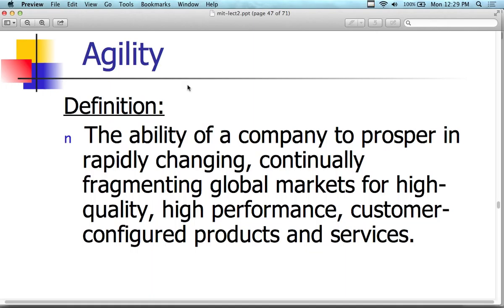The ability of a company to prosper in rapidly changing, continuously fragmenting global markets, with high quality, high performance, customer-configured products and services. Think of evolution, think of constantly changing, and building products and services for change, and re-engineering for change.